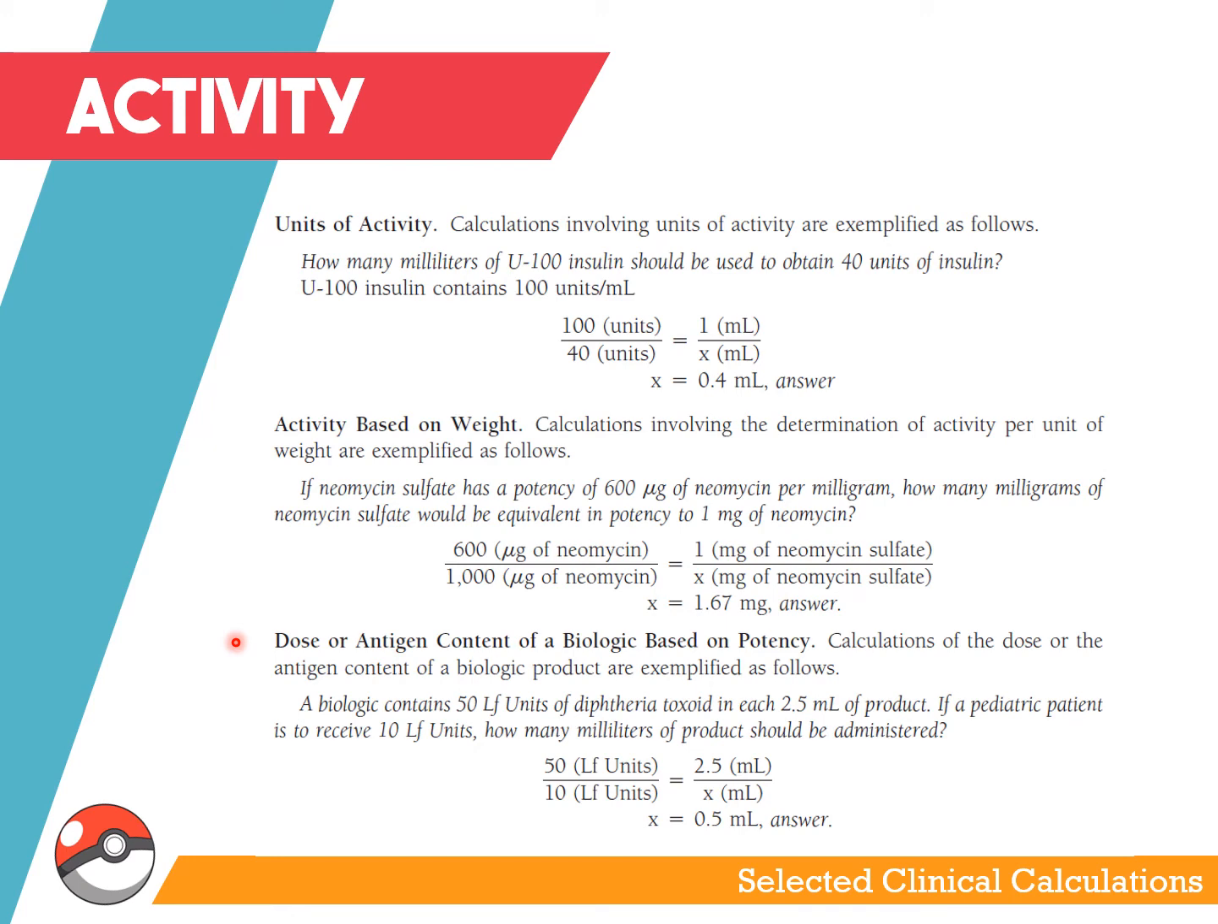Okay, lastly, we have dose or antigen content of a biologic based on potency. So a biologic contains 50 LF units of diphtheria toxoid in each 2.5 ml of product. If a pediatric patient is to receive 10 LF units, how many milliliters of the product should be administered? So if there is 50 per 2.5 ml, how many ml is needed to administer only 10? So the answer is 0.5 ml.